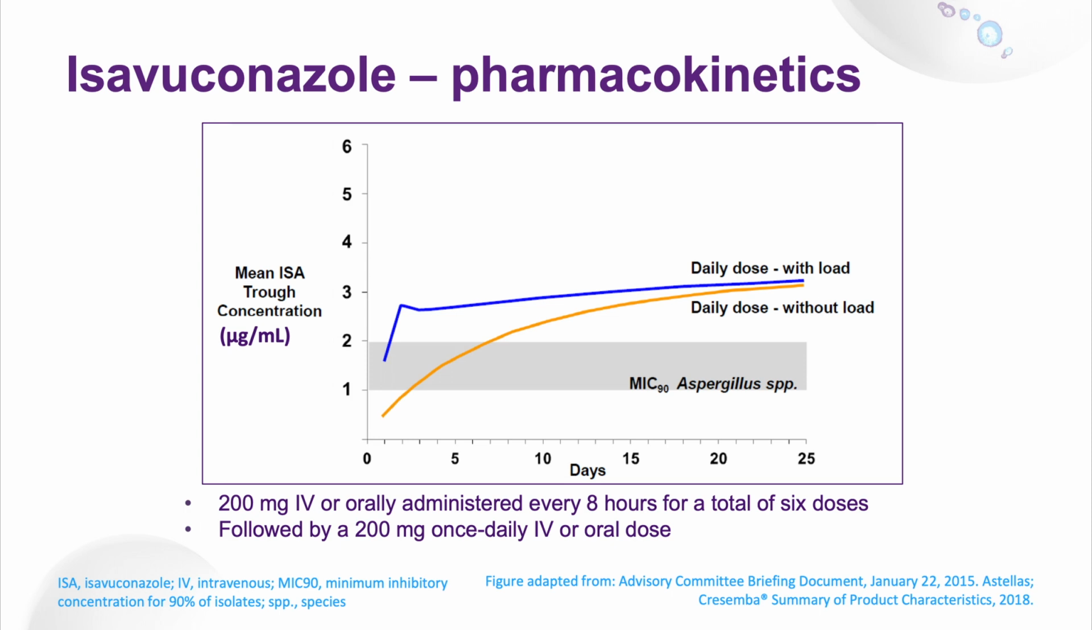So in this study, they used isavuconazole trough concentrations and checked the daily dose with loading dose and daily dose without loading dose. Those patients who received the loading dose achieved the steady state level earlier as compared to those patients who had not received a loading dose. And that's the purpose for which we generally use a loading dose of fluconazole, voriconazole, itraconazole, and isavuconazole: to achieve an early steady state level.